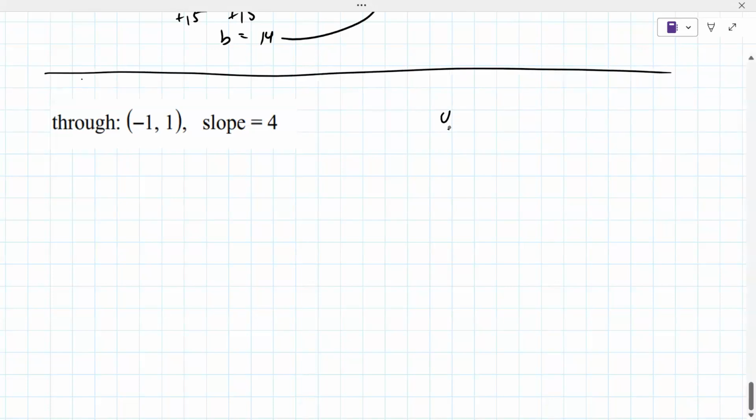Y equals 4x plus 5. Yeah, that is good. All right, very good. Let me try one more, and then we'll make them a little more difficult.